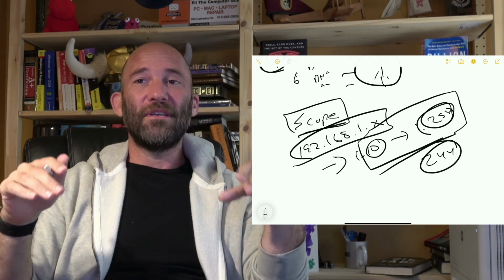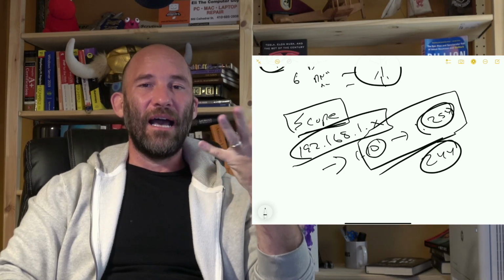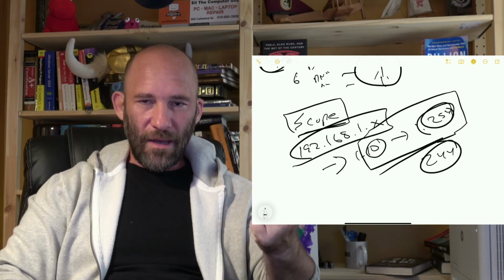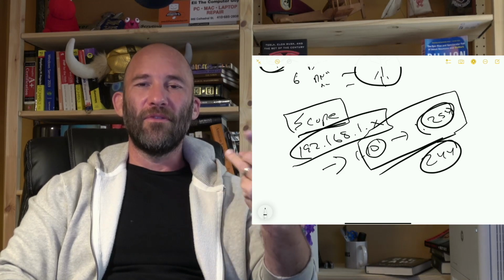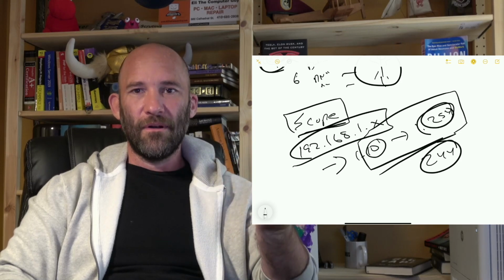But all you have to really understand here is that the DHCP server dynamically assigns IP addresses. It gives over the subnet mask, it gives over the default gateway, it gives over that DNS information to the computers that connect to the network.